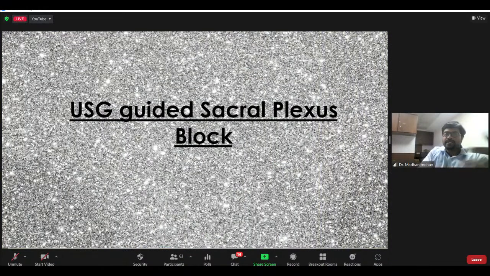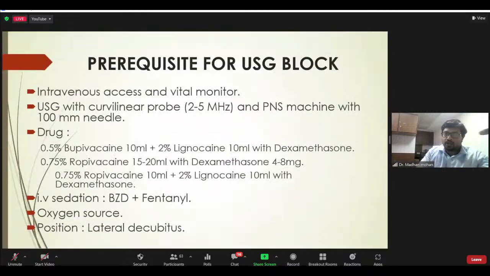So coming to the USG guided sacral plexus block. Again, the prerequisites for ultrasound guided parasacral blocks are much the same as for the nerve stimulator guided block. For the probe, you need a curvilinear probe. Even with ultrasound, there may be some difficulty in identifying the structures because it is quite deep. If you have a huge patient with a BMI of 30 plus, you will identify the nerve some 10 or even 12 centimeters from the skin.